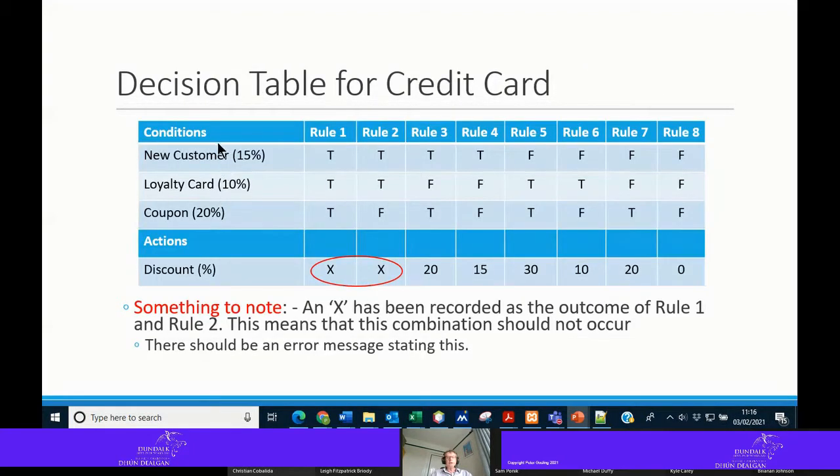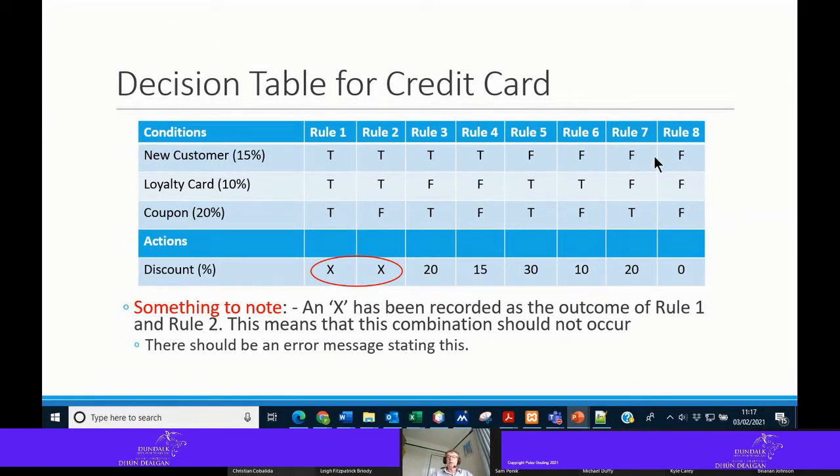So we've got the conditions here, the 3 of them, and then we start putting in the rules. Something to note: an X has been recorded as the outcome of rule 1 and rule 2. This means that the combination should not occur. We have these 8 combinations because we've got 3 inputs, so it's 2 to the power of 3, which is 8.